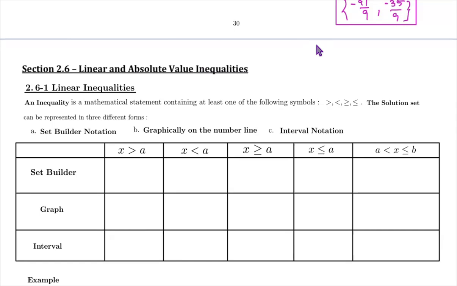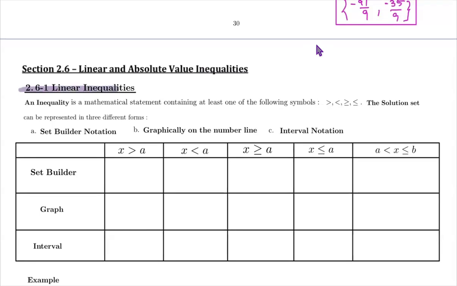Section 2.6 will be about solving linear and absolute value inequalities. Linear and absolute value inequalities. So let's start with the linear inequalities.